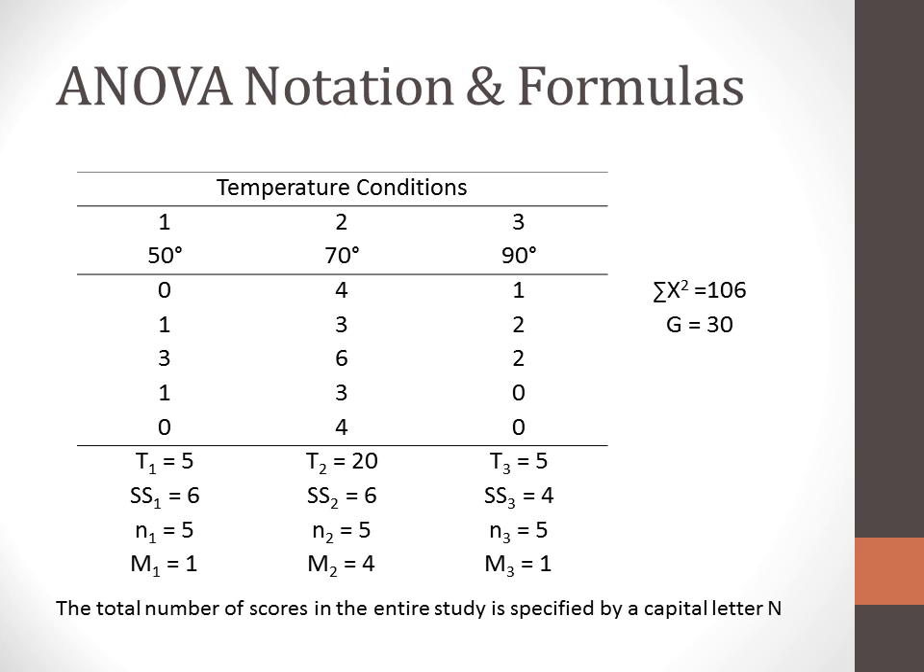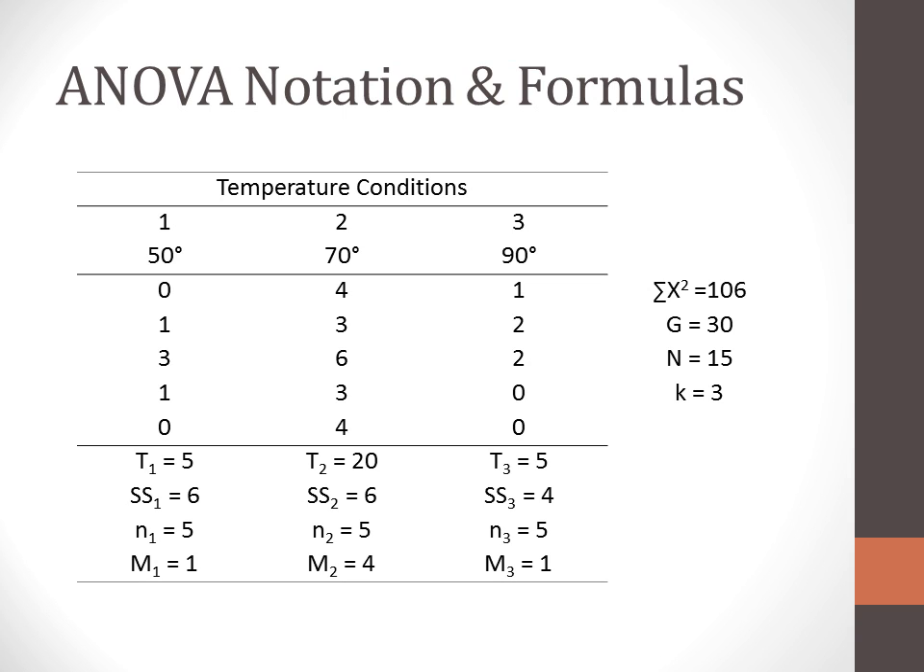The total number of scores in the entire study can be specified by the capital letter N. We have 5 people in each group, and we have 3 groups, so we have a total of 15 individuals. Lastly, we use the letter K to identify the number of treatment conditions, or the number of levels, also known as the number of groups. So in this example, we have 3 groups, so K is equal to 3. Now we have all the values that we need to go ahead and compute our final F ratio.